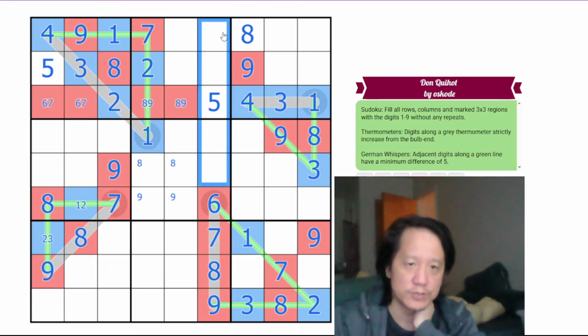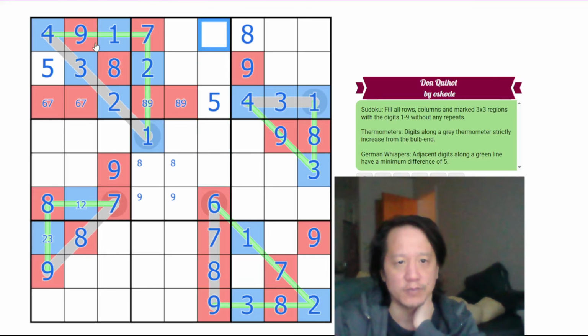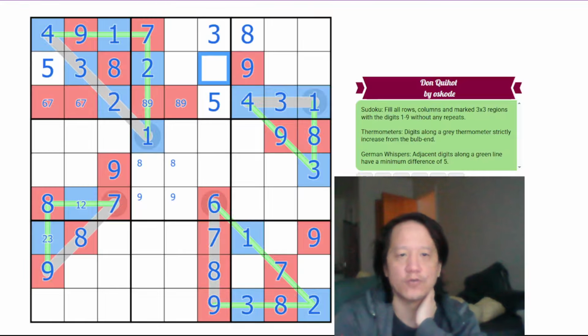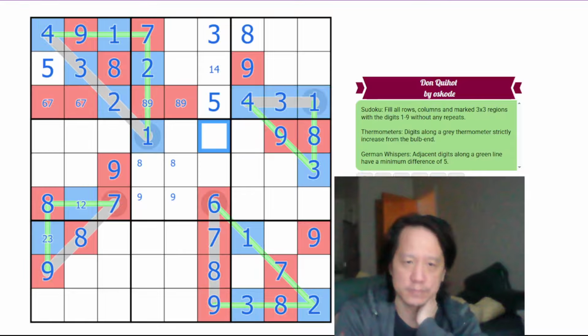We have 1, 2, 3, 4 remaining in column 6. This can't be 1, 2, or 4 because of 1, 4 in the row and 2 in the box. So this is 3. This is 1 or 4 here. This can't be 1. Where's the 1 in column 6? It has to be here. So this is 1. This is a 2, 4 pair then.